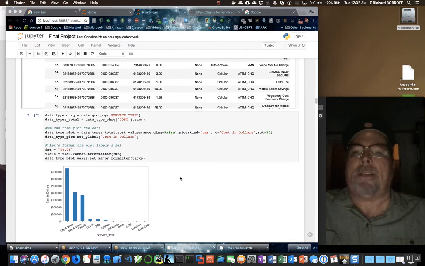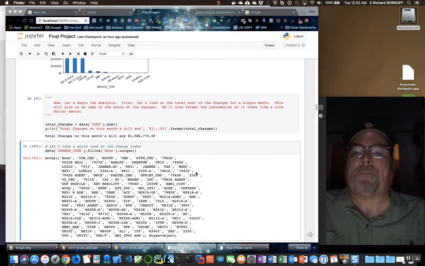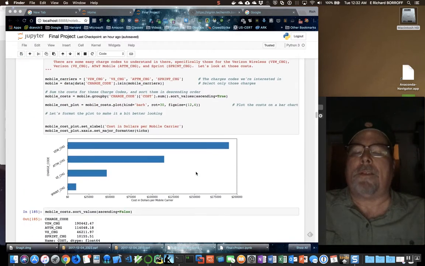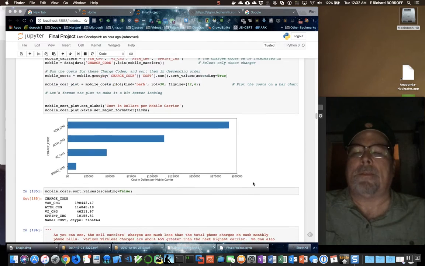Using pandas, I could look, for example, at the various charges, the voice charges for the two largest sites, and there's a cellular charge number from the file. With pandas, I could draw very nice plots, as you can see, and even format the numbers in dollar formats. Using that, I could also look at the charges by individual carriers. You can see the various wireless carriers like Verizon, AT&T Mobile, and Sprint, and compare their numbers.